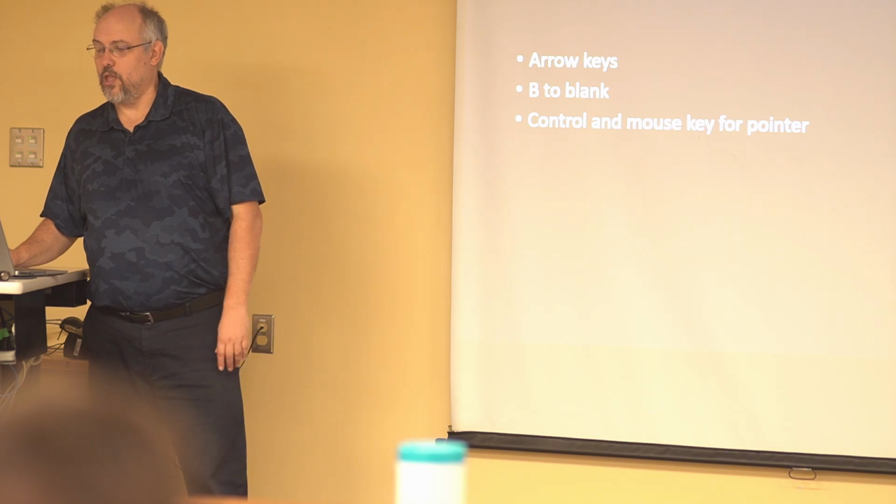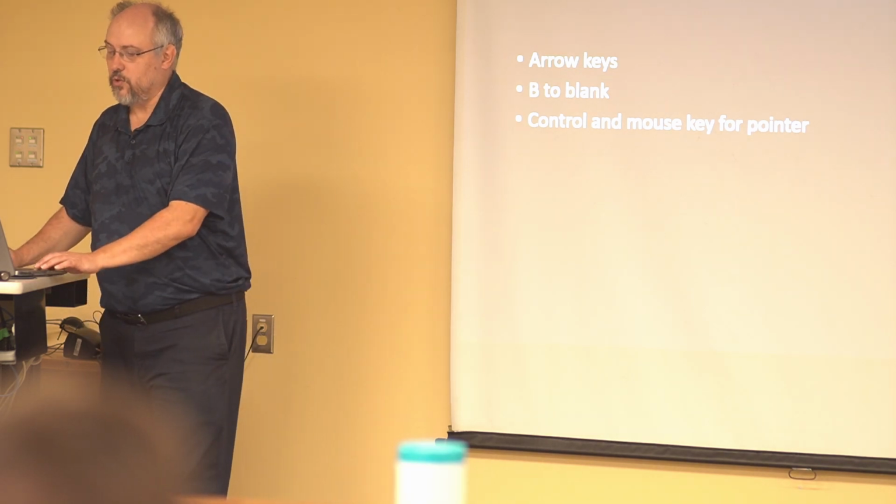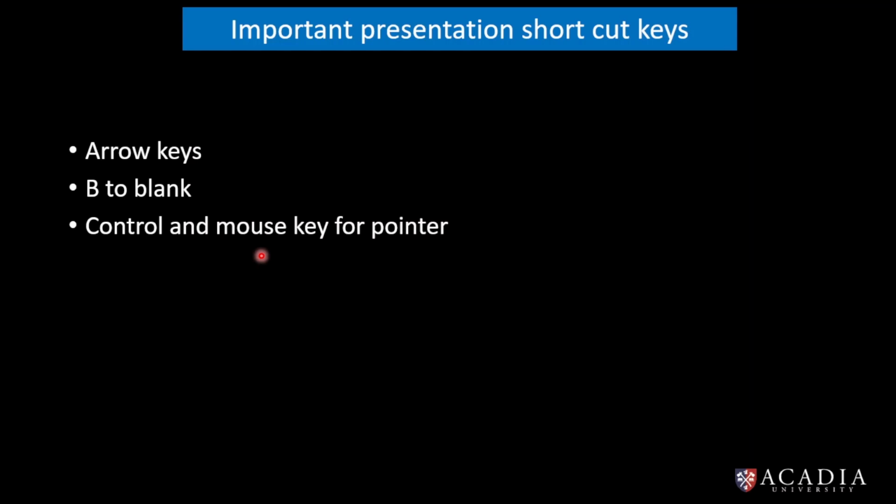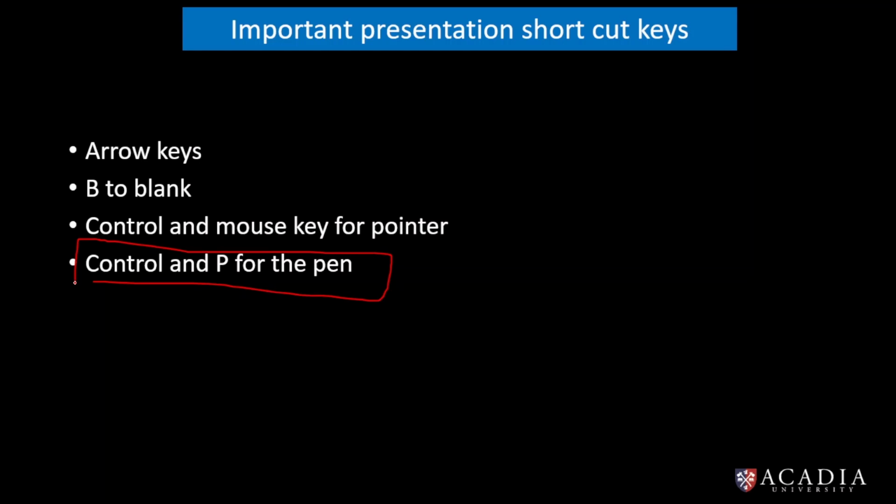What else we got? Control and mouse key for pointers. So if I hold the control key down, then I can change this, so I could highlight a particular point and say, okay, watch out for the mouse, it's going to get you. Or watch out for the pointer, whatever. If I also do the control and a P, then I can do the pen, and I can highlight and draw over a particular area like so. And then control and P again, and it takes that off.